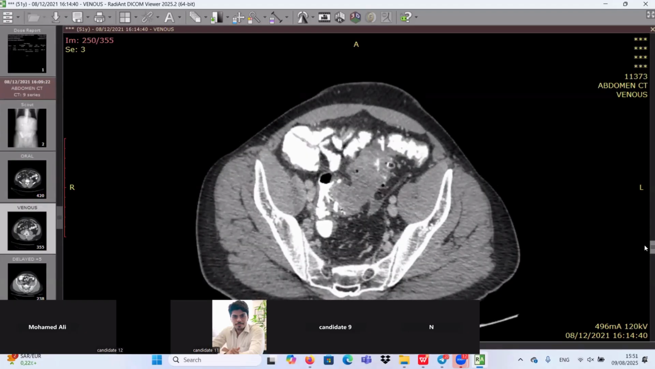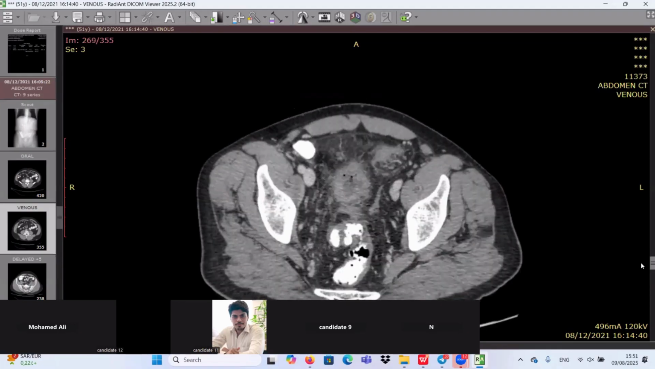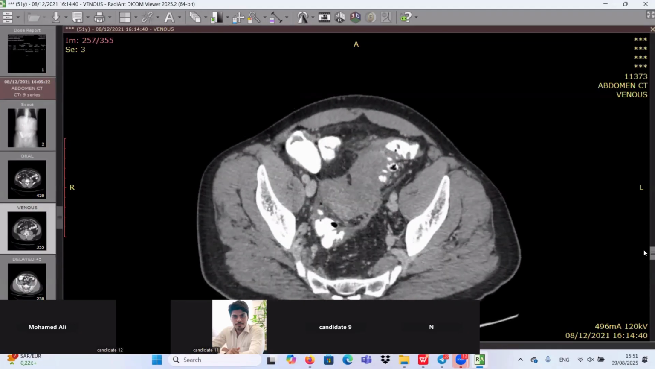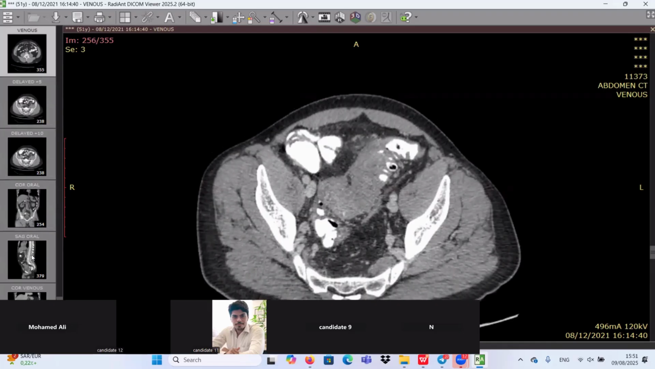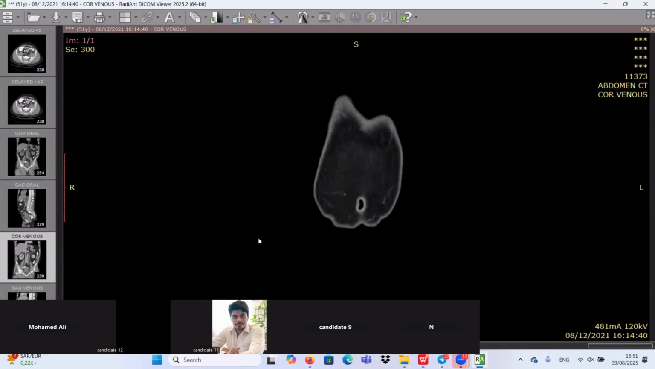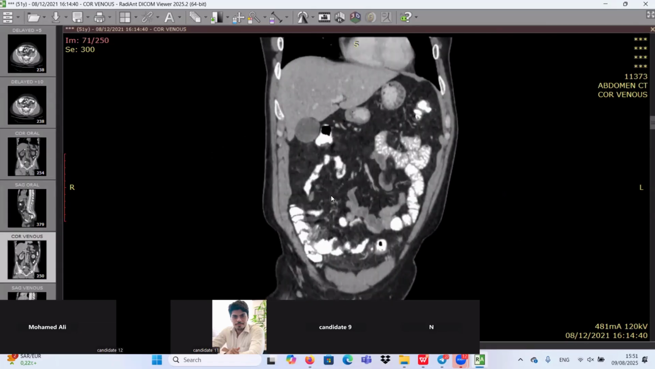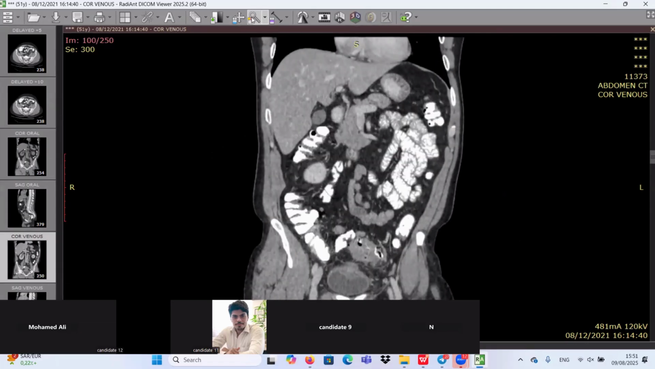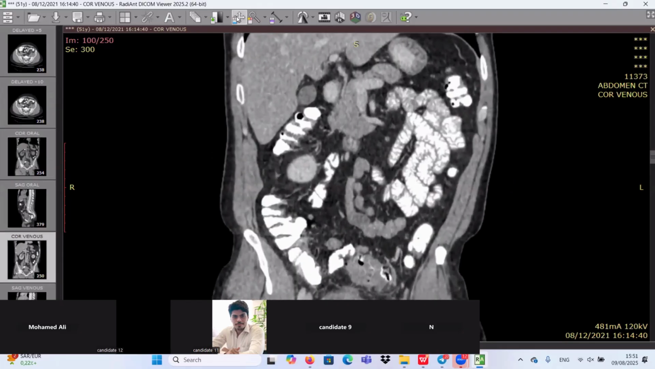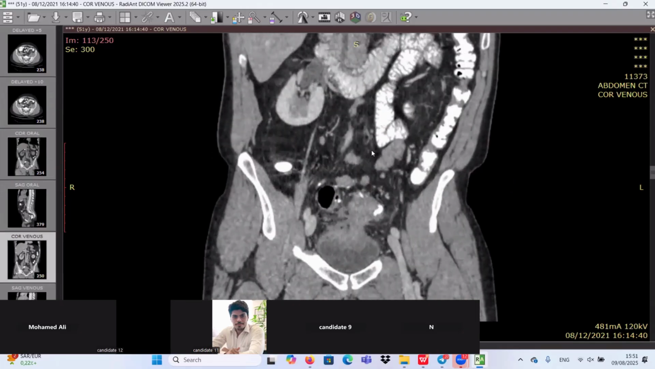Actually, I can't appreciate it within this. Okay. I think you should request the coronal plane. Yeah, coronal plane. Coronal plane is very important in this case. Yes. Let's see together and let's focus here in the coronal plane.